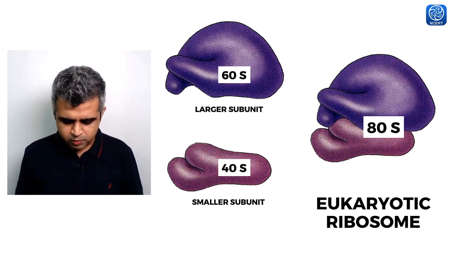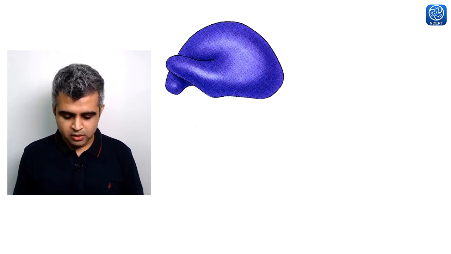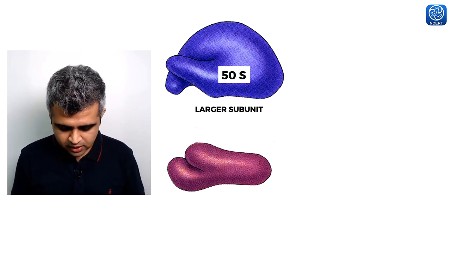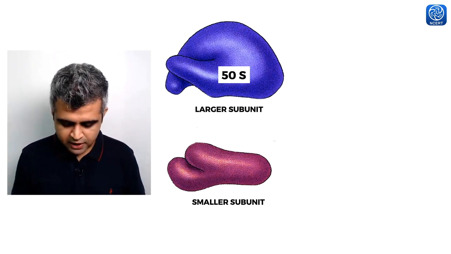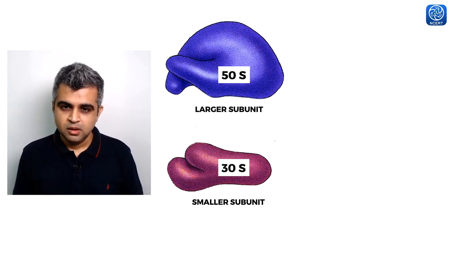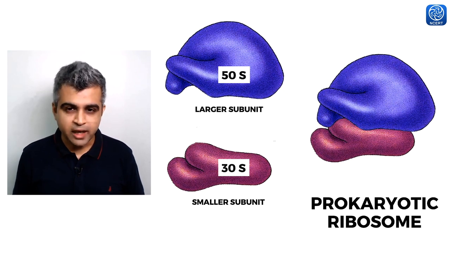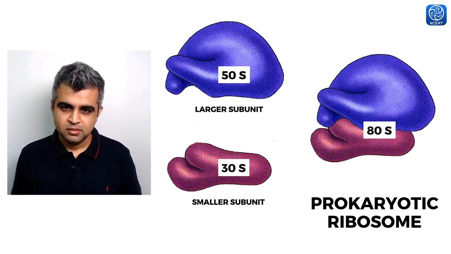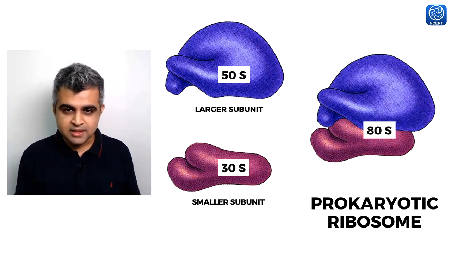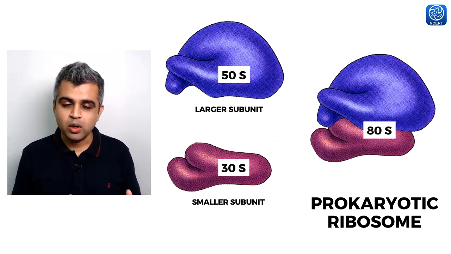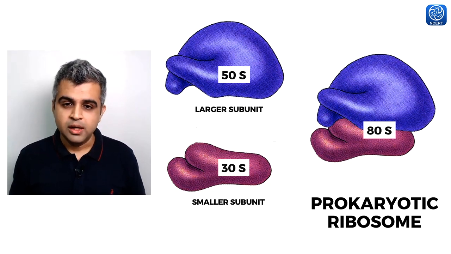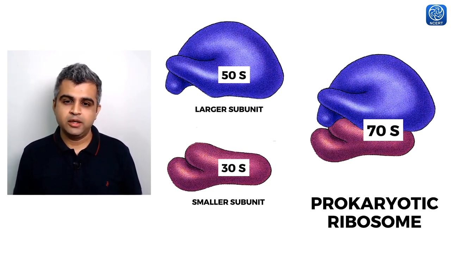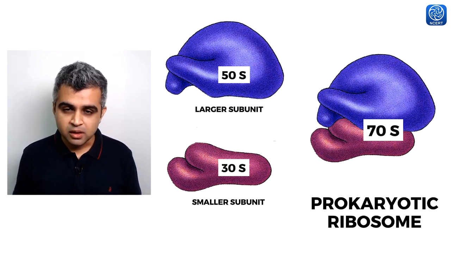Okay, with that, let's also talk about prokaryotic ribosomes. So here again, we have a larger subunit, but in prokaryotes, it has a sedimentation coefficient of around 50S. Similarly, here is a smaller subunit and it has a sedimentation coefficient of around 30S. Again, when they join together, they will form a prokaryotic ribosome. And you might once again think that let's add 50 and 30 to get 80S. But again, in reality, because of the changes in the shape and the density, it is going to sediment at a much slower rate. So its sedimentation coefficient is going to be 70S. So eukaryotic ribosomes are 80S, prokaryotic ribosomes are 70S. Are you clear as to why this is the case?